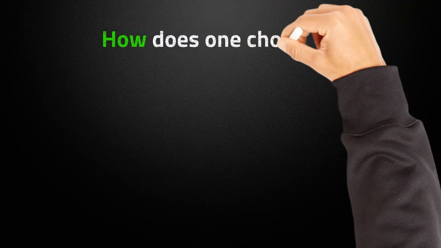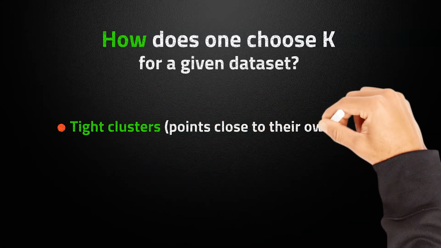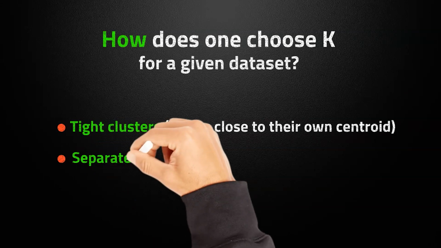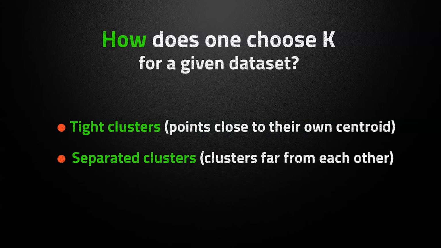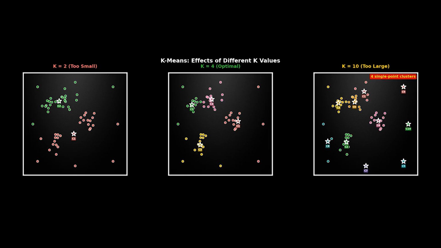This brings us to the next question. How does one choose k for a given dataset? You're essentially balancing two goals. One is tight clusters, which is the points are close to their own centroid, and the other is separated clusters. The clusters are far away from each other. So if you have a k that's too small, the clusters are bloated. And if you have a k that's too large, then the clusters fragment into noise.